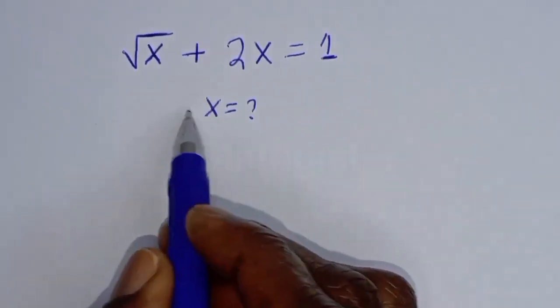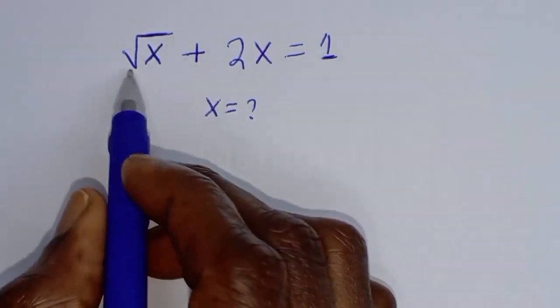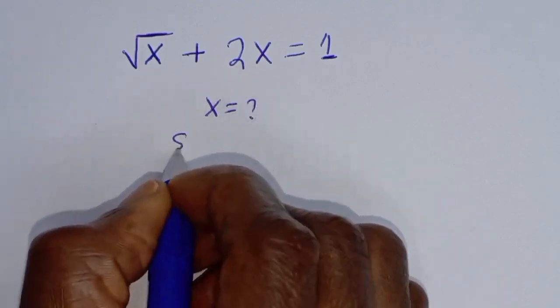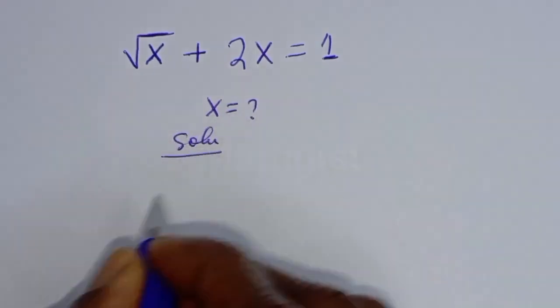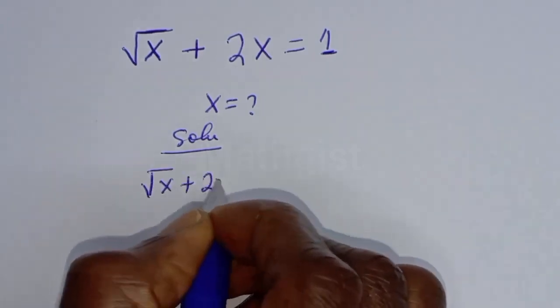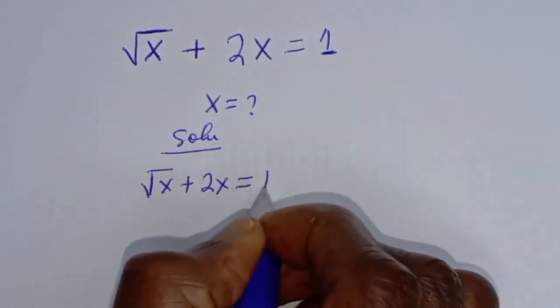Hello, how to solve for s from this given nice math problem: square root of s plus 2s is equal to 1. Solution. Square root of s plus 2s is equal to 1.